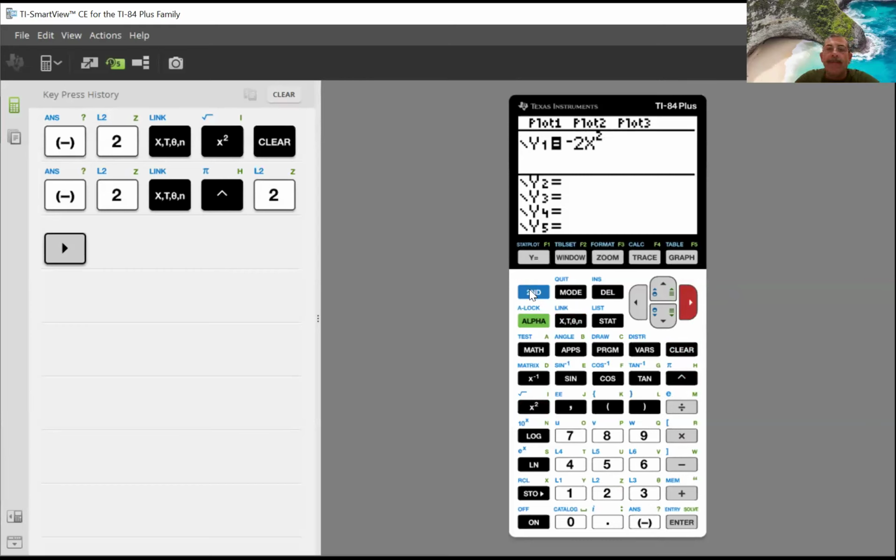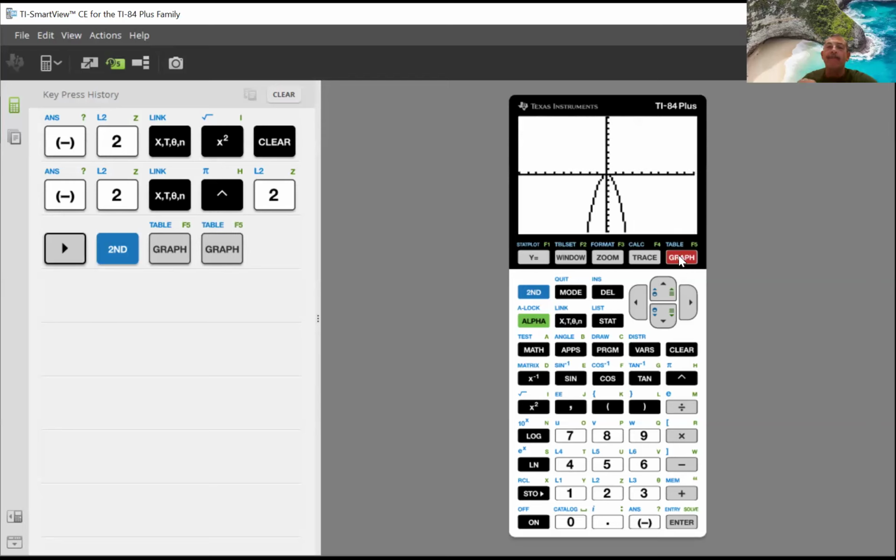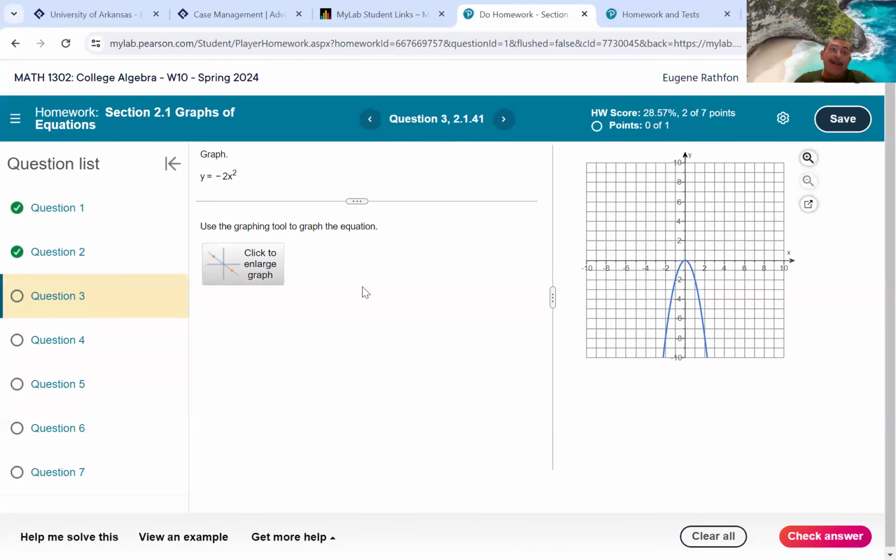So let's look at the points by hitting second graph to look at the table. And there's our numbers, -1, -2, 0, 0, and 1, -2. And remember our graph was upside down, so when I hit the graph button, there's our upside down parabola. So they're not too bad. It's just getting used to. The graphing in MATLAB is probably harder than doing the problems. But once you figure out graphing in here, it's not bad at all.